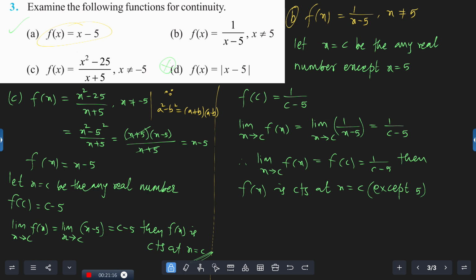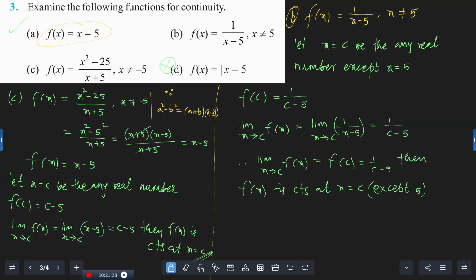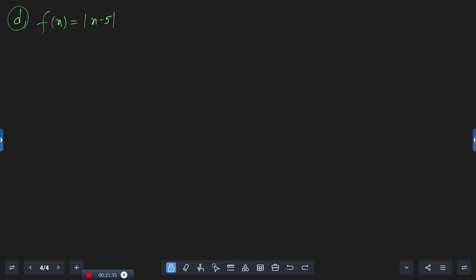So f of x is equal to modulus of, what is the D1? F of x is equal to modulus of x minus 5. Modulus of x minus 5. Okay. So this is what I have taken there. F of x is equal to modulus of x minus 5. For this we have to check the continuity.